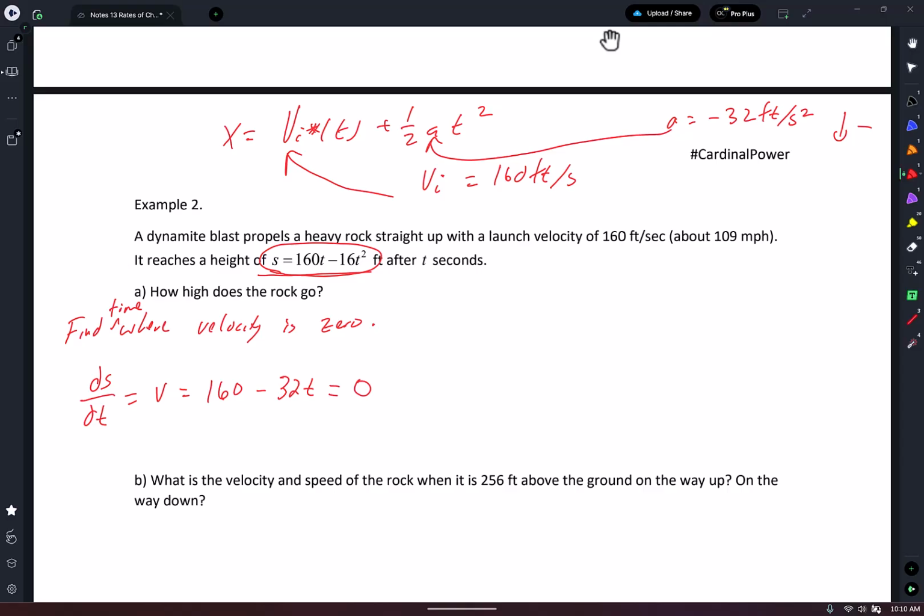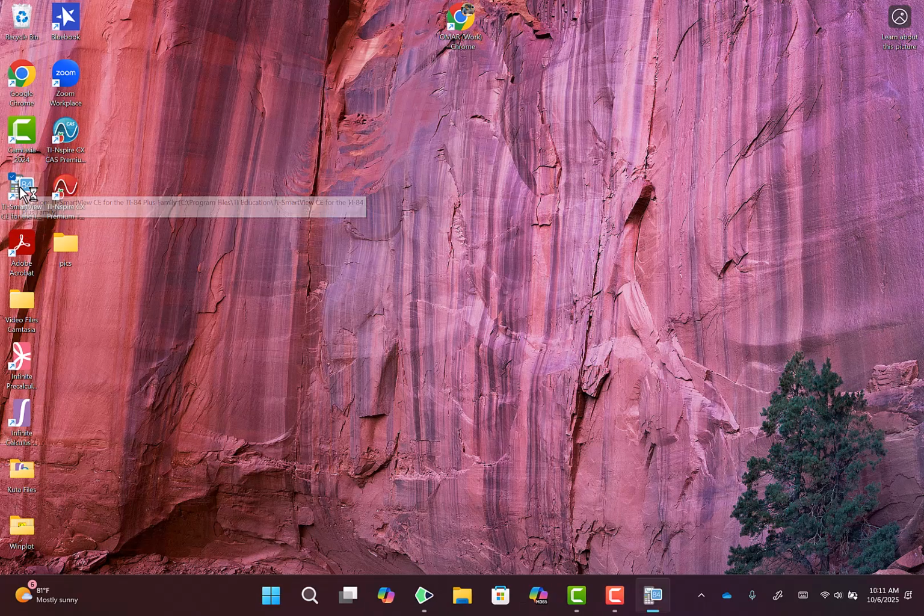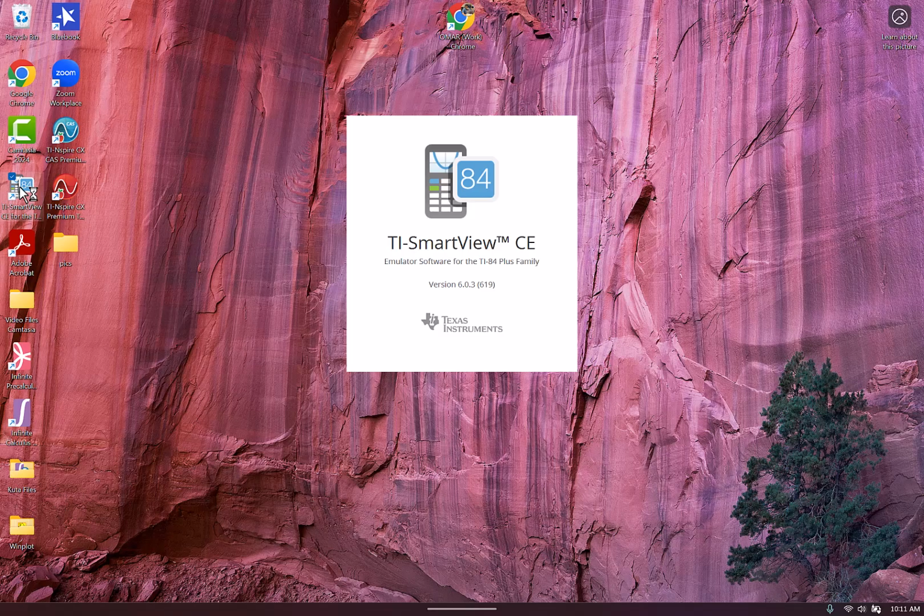Is everyone okay? All right. 32t equals 160. And then just like Miss Houston said, divide by 32. t equals 160 divided by 32. I want to say that's 5, but let's take our calculator here.